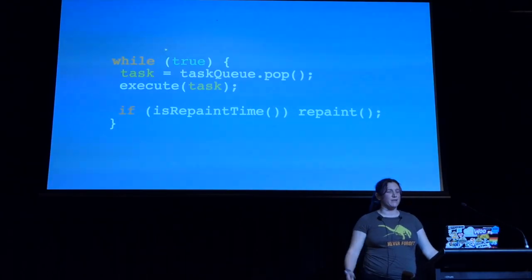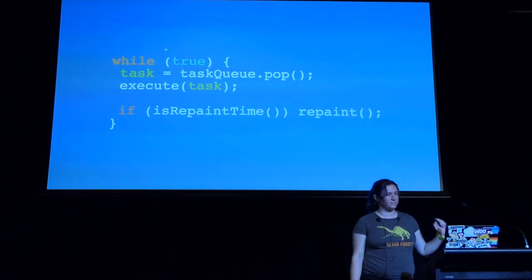Cool. So now our event loop looks like this. We've got an infinite loop that's running. We're going to pull a task off the task queue, execute that task, and then if we're ready to repaint, we'll repaint. The thing is, it turns out it's a little bit more complicated than that. If you were to have a look at the relevant spec, which I'm sure is something that we all do in our spare time, you would see that an event loop can have one or more task queues.